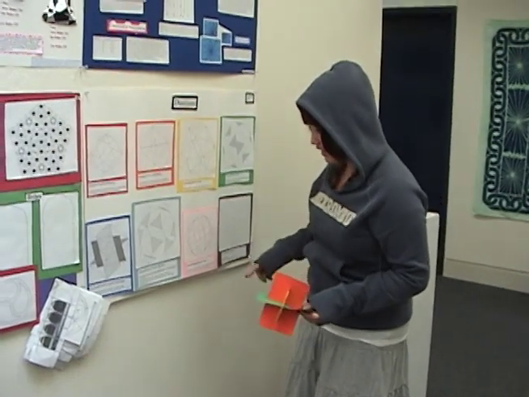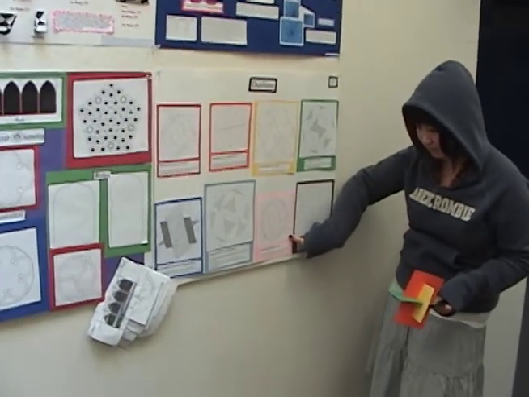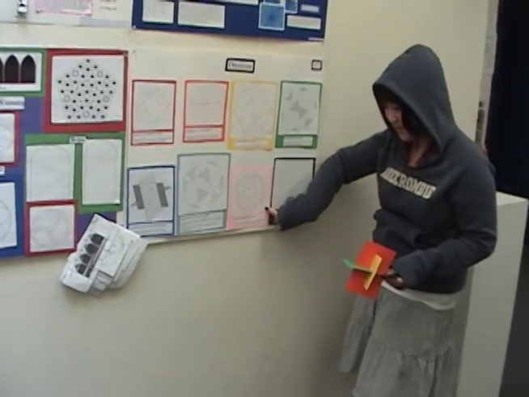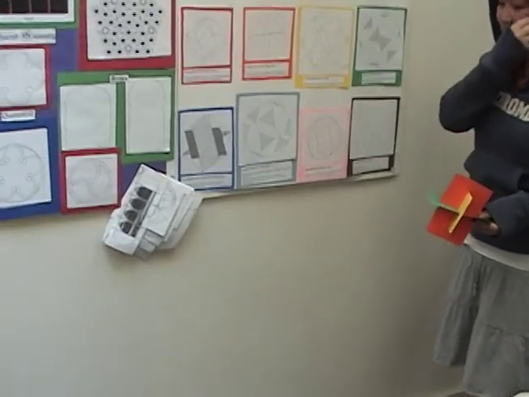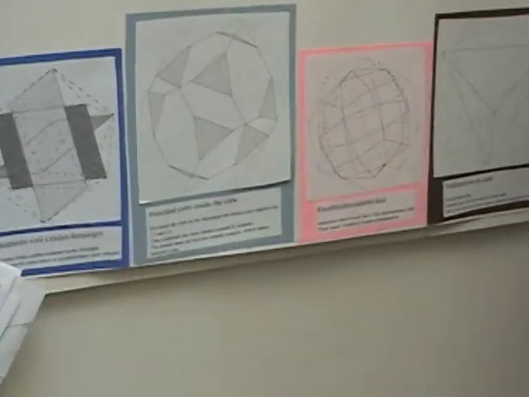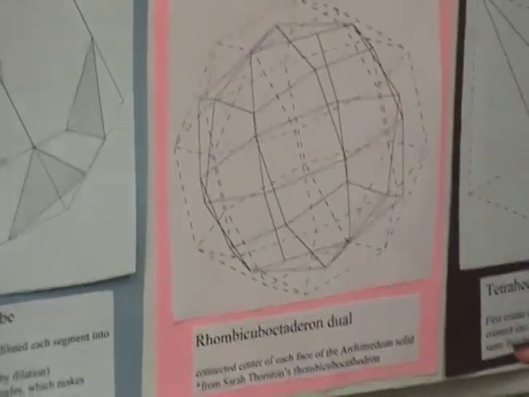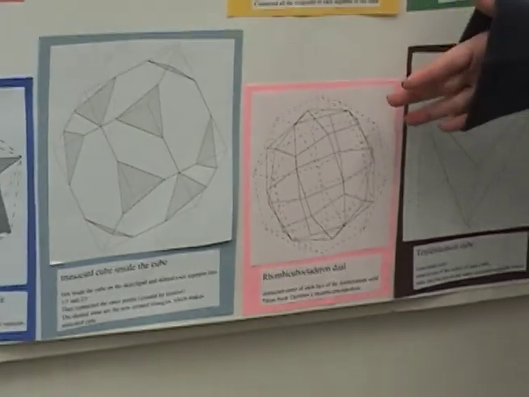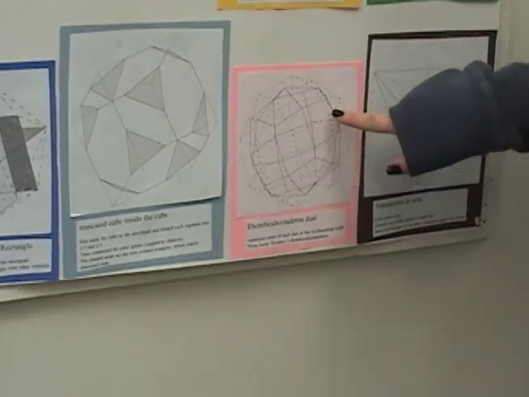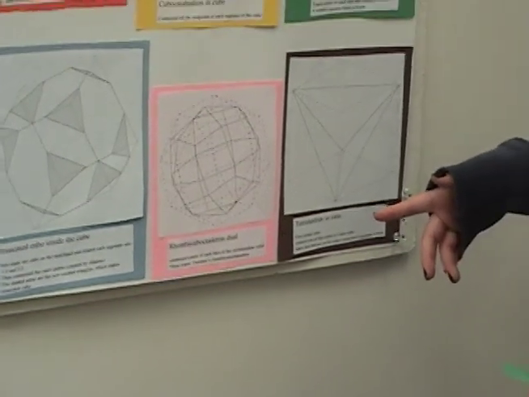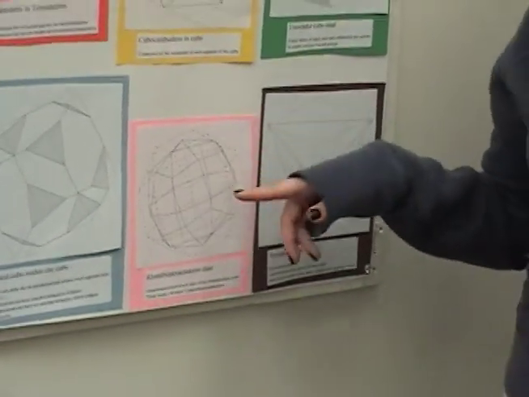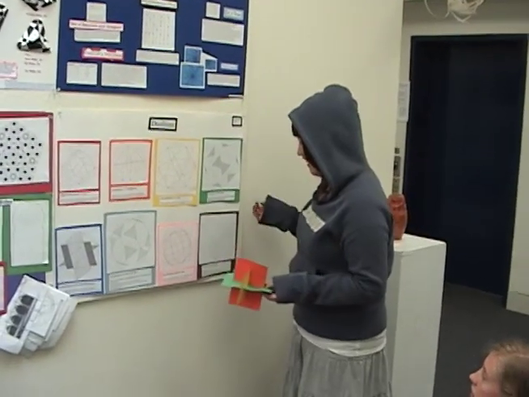With the other ones, like this one, this is a rhombicuboctahedron, which I got from Sarah Thornton, and I connected the midpoints of each face, and then I got some kind of shape inside, which is the line without the dotted lines. And each face was concave, so that was kind of interesting.